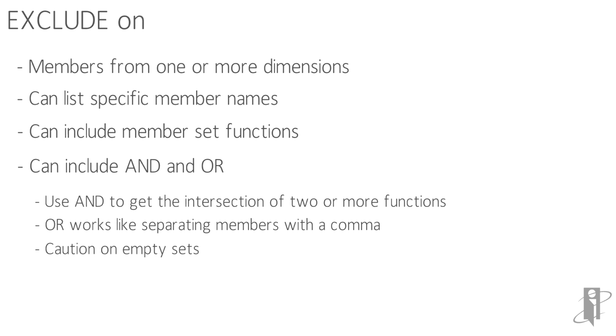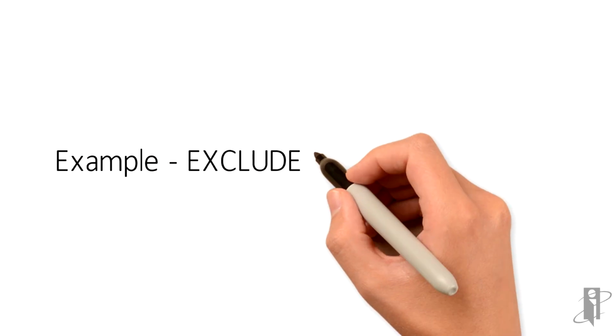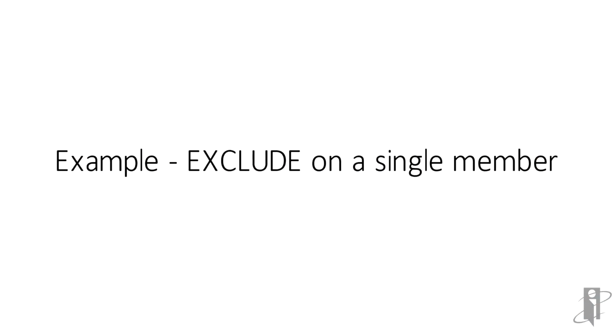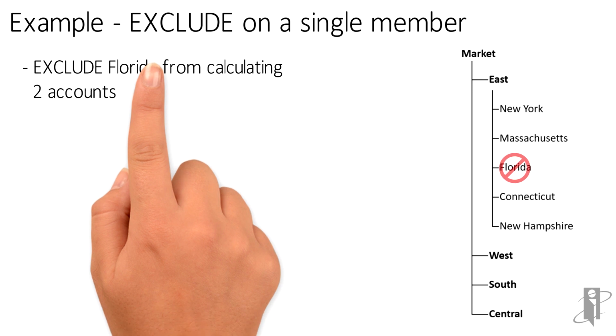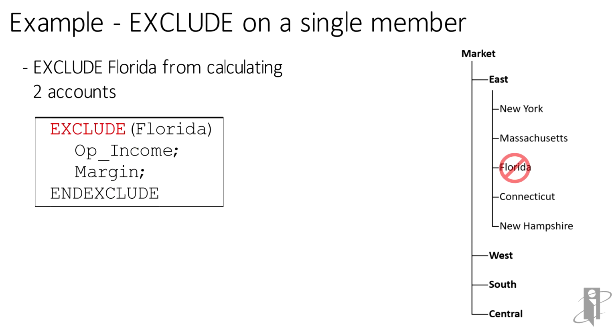So let's take a simple example. Let's say we're going to exclude on a single member. We want to calculate the entire market dimension, except for some reason we're a little bit irritated today with Florida. Maybe they counted their numbers incorrectly. They're still dealing with learning to count after that hanging chad thing in the 2000 election. So we're going to say exclude Florida.